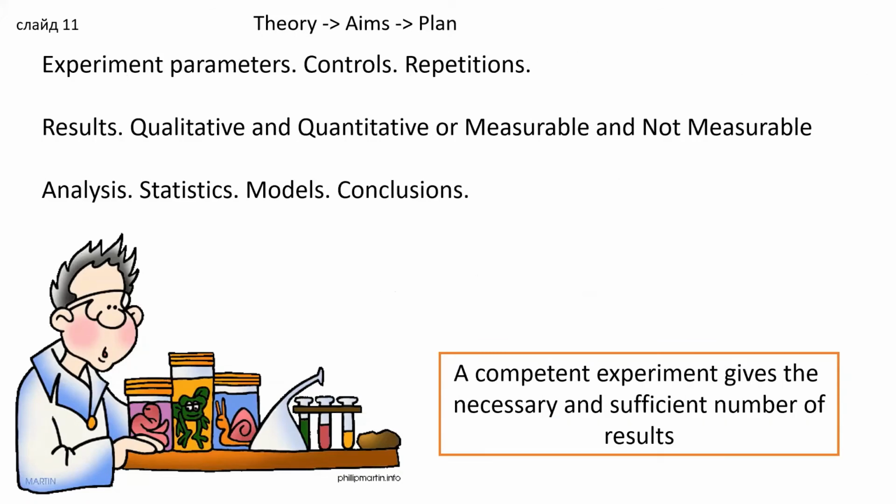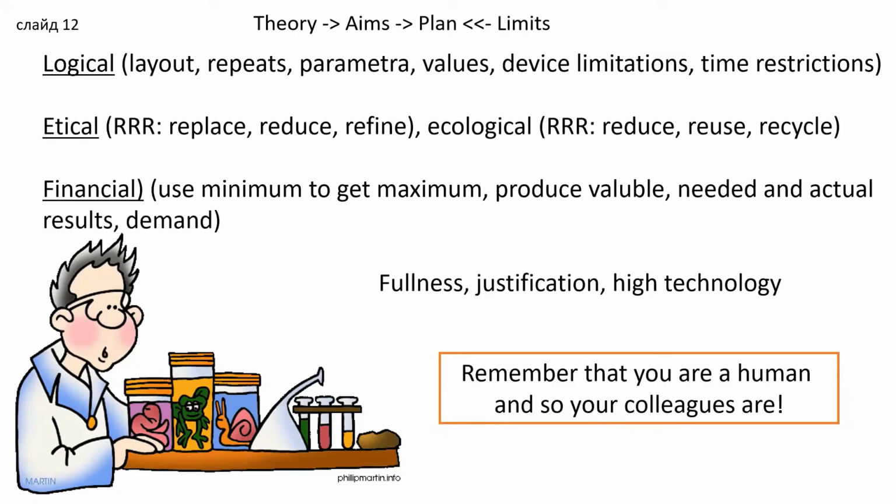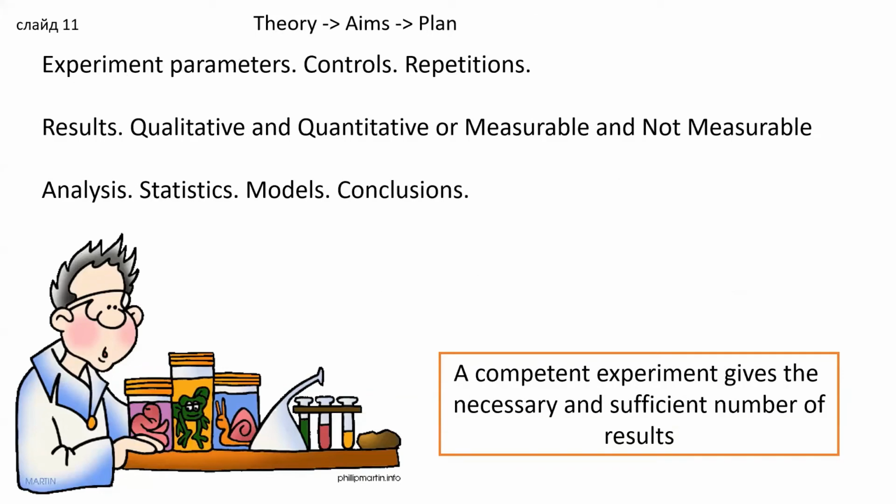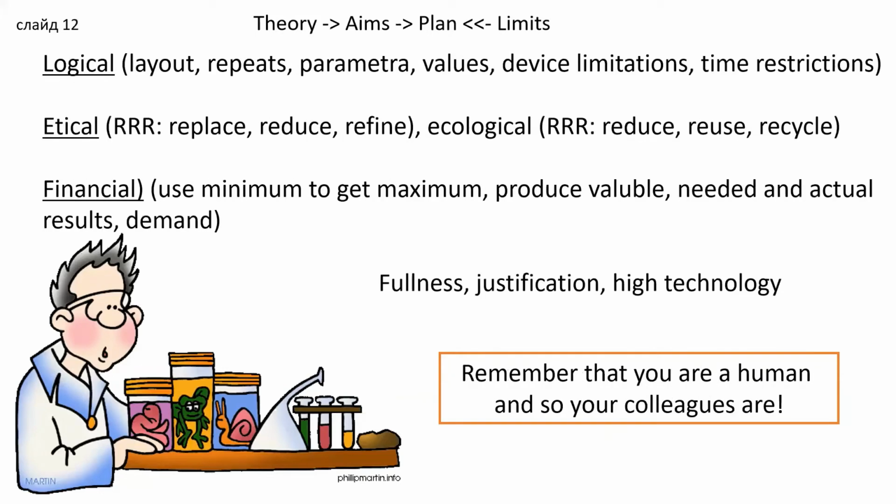Okay, so we are going to talk about limits you have in your experiment, and there are a few different types of them. So they are logical. Logical is mostly what we discussed previously. It's the layout and repeats and parameters that you can control, and some of those that you really cannot control, like weather outside, for instance, and the values that you are gaining during this experiment, and probably device limitations.